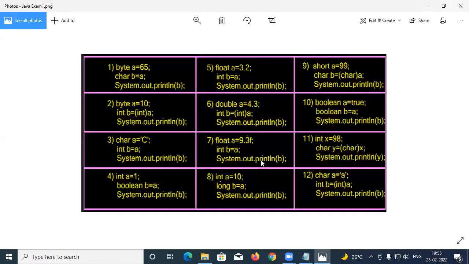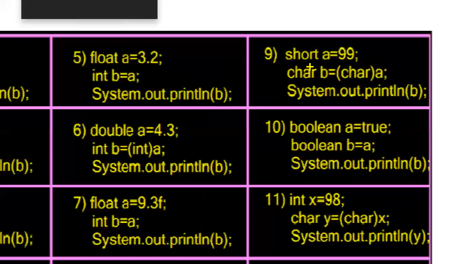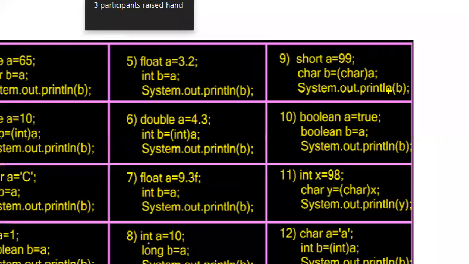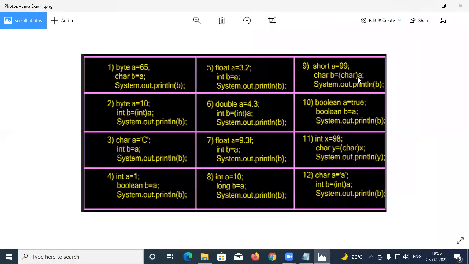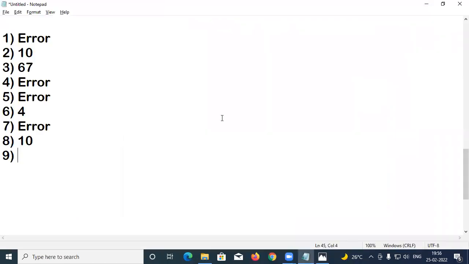Ninth one. Short A equal to 99. Character B equal to character of A. Explicit conversion is also there. Short to character. So what is the output? Small c. 97 small a, 98 small b, 99 small c.